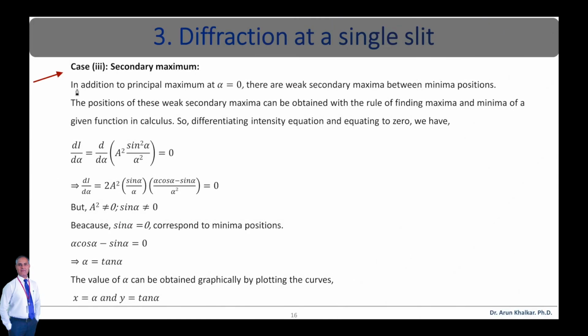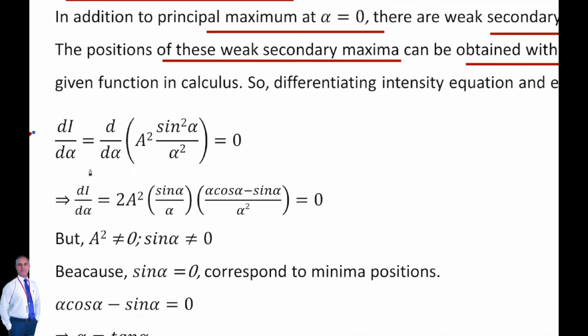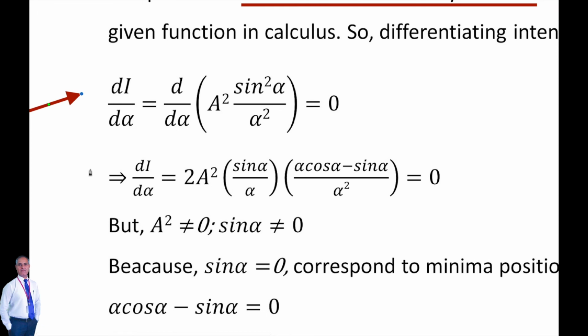Now let's see case number 3, that is secondary maxima. The principal maxima is at alpha equal to 0. There are weak secondary maxima between the minima positions. The positions of these weak secondary maxima can be obtained with the rule of finding maxima and minima of given functions in calculus. So differentiating the intensity equation and equating it to 0, we can write the equation in this form.